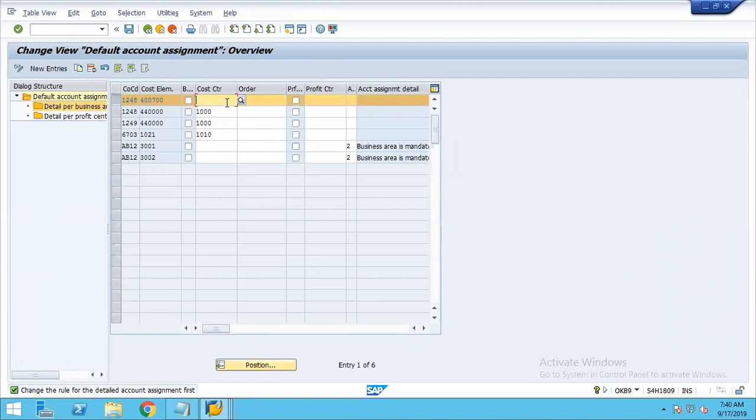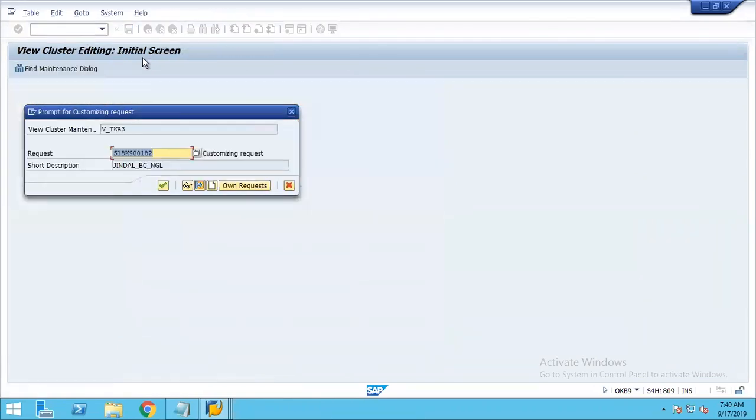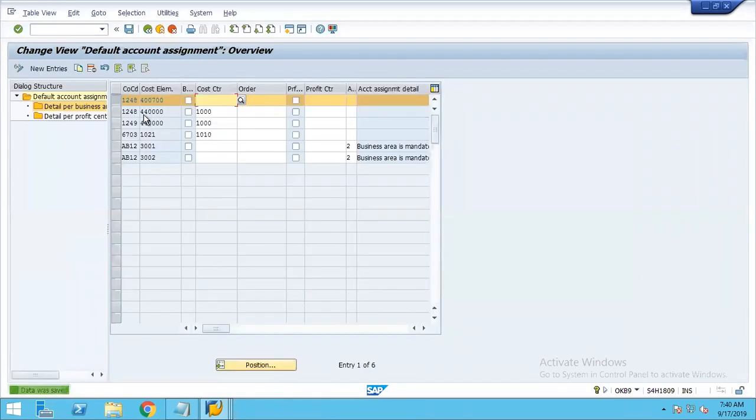Now, suppose you have given a different cost center in KA02, and you give a different cost center in OKB9 against that cost element. So which one will the system pick first? OKB9 will be picked up first. OKB9 will have more priority.